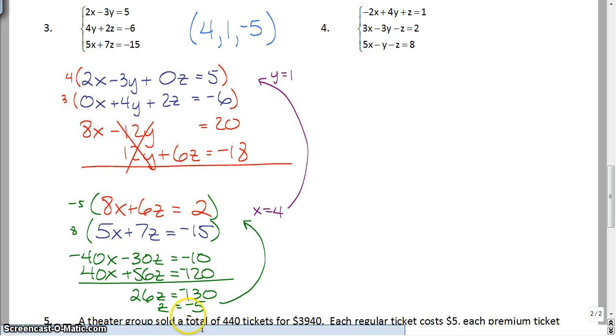So then you solve, you get z equals negative 5. Come backwards, you get x equals 4. Go back and you get y equals 1, and you're done. Final answer is 4, 1, negative 5.